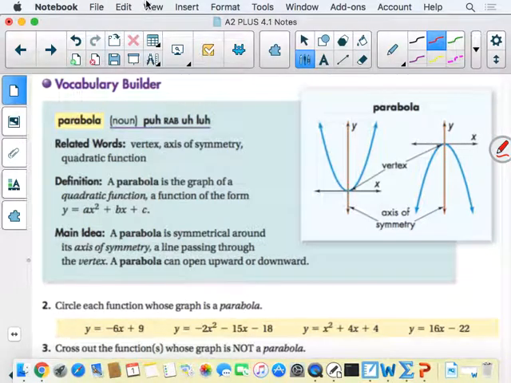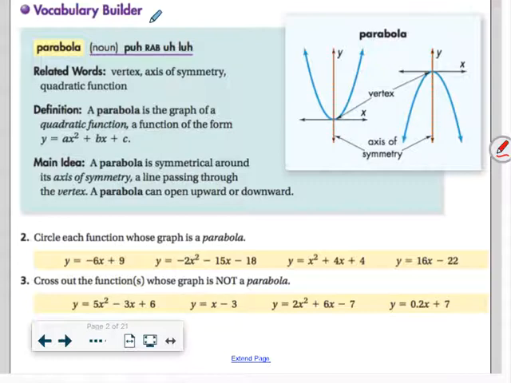Take a look at the note packet I gave you, and I'm going to pull mine up here. Okay, so take a look, but keep the blue paper nearby. Don't put that one away.